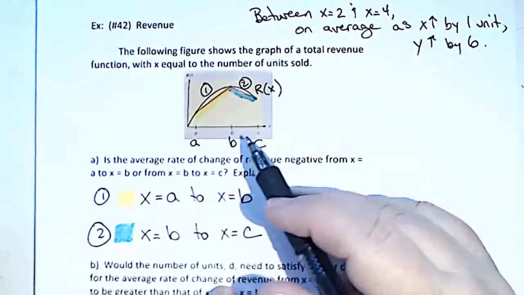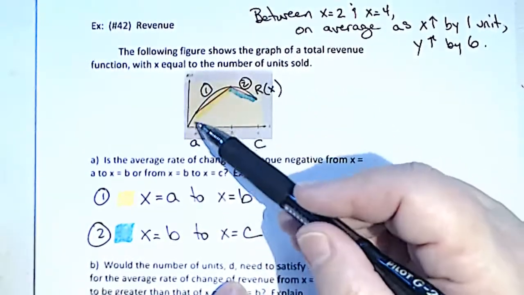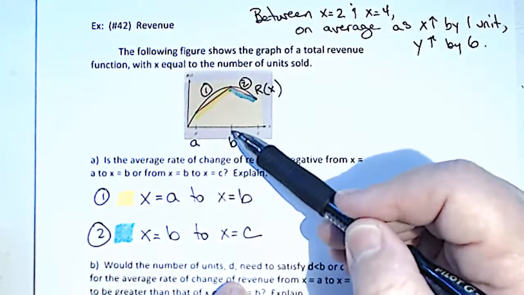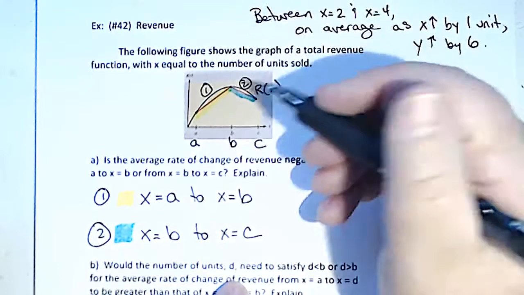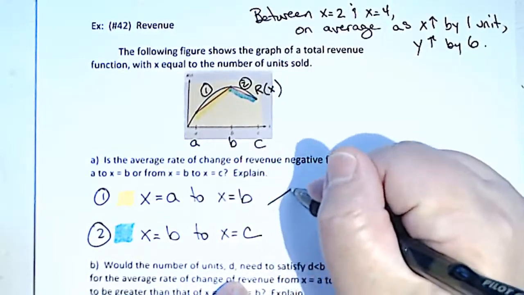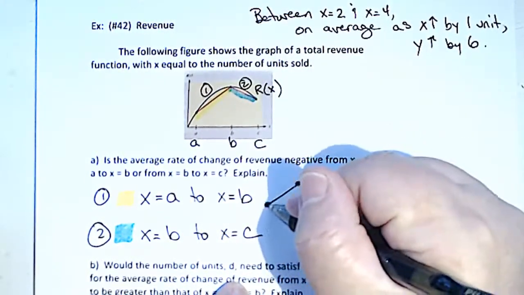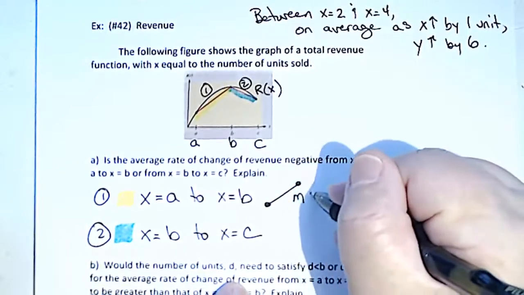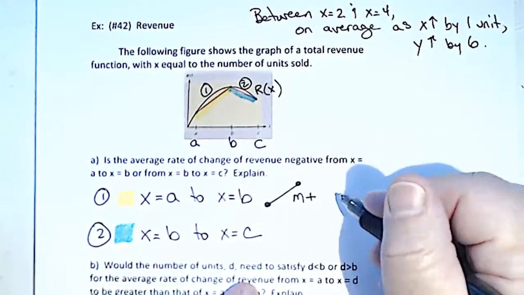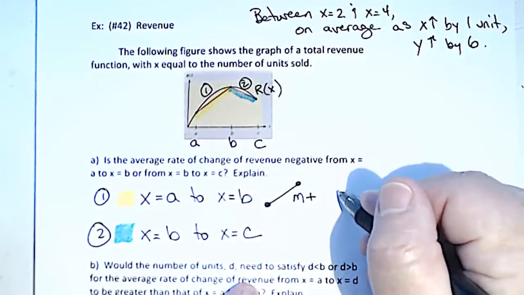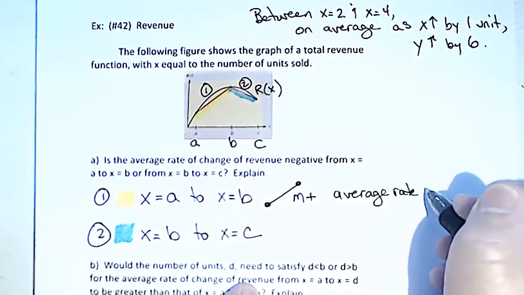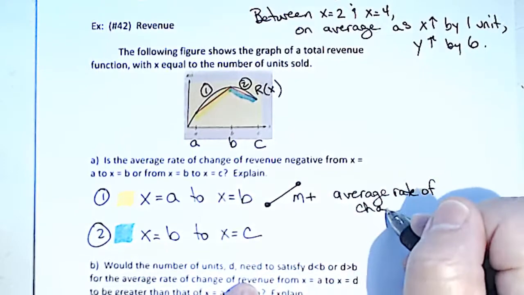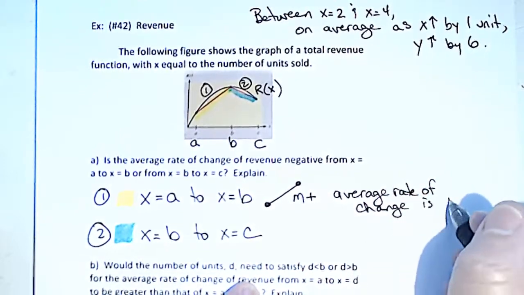So the question is, what's going on here? As X increases from A to B, the Y value increases. If we draw a line between the 2 points, the slope is positive. So the average rate of change is positive.